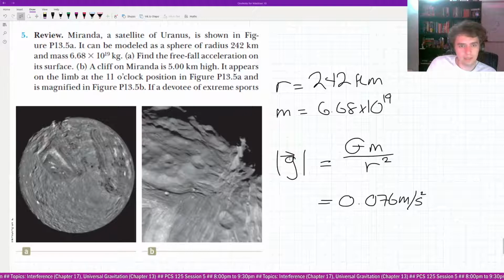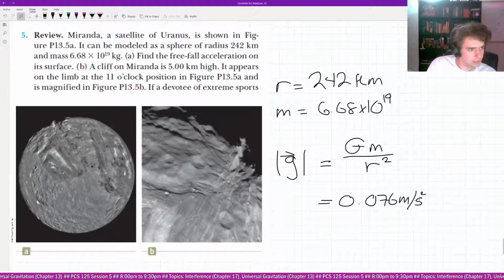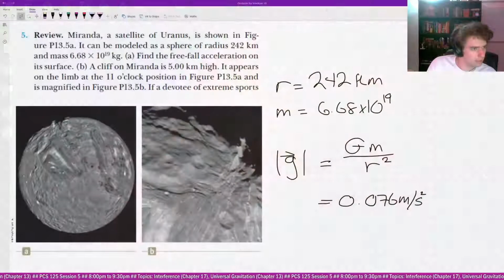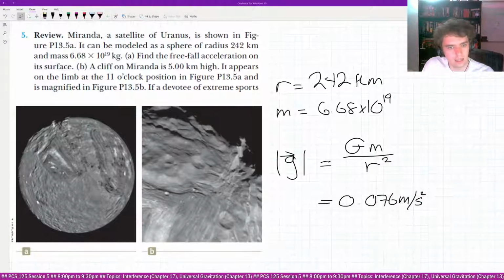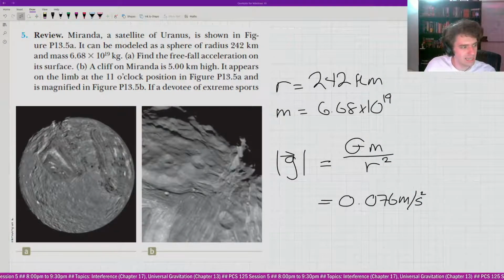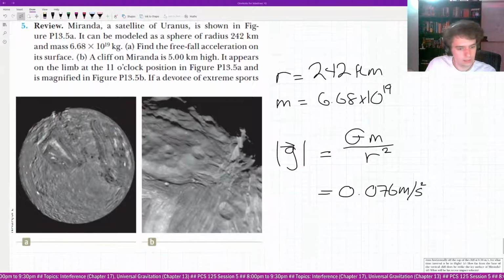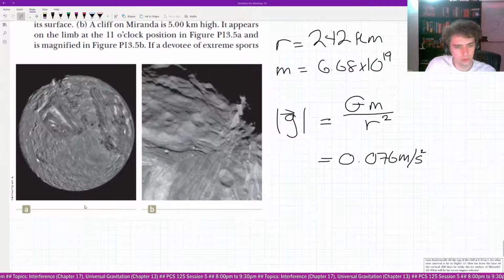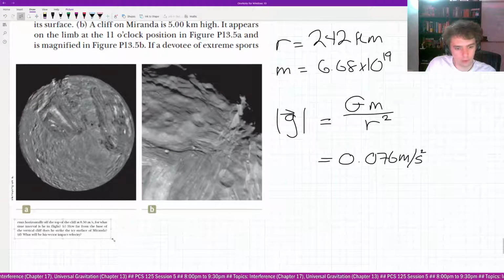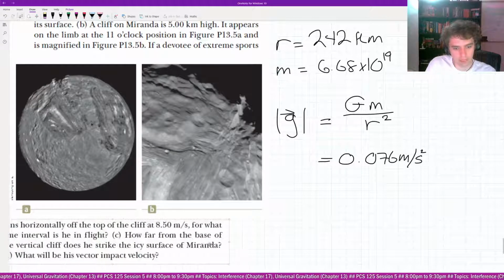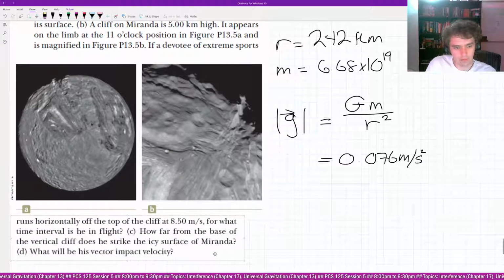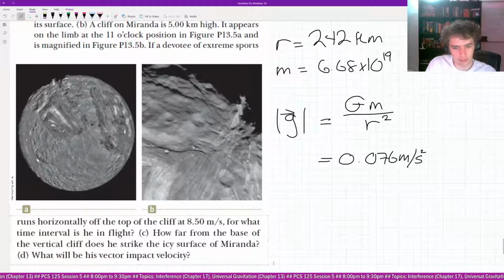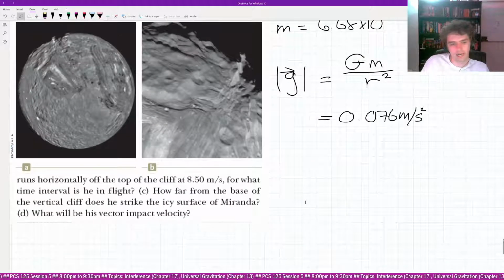Okay, a cliff on Miranda is 5 kilometers high. Oh, okay, hold on, I gotta find the rest of the question. So we have a cliff that's 5 kilometers high. If a devotee of extreme sports were to run off horizontally off the top of the cliff at 8.5 meters per second, for what time interval is he in flight? Well, this is just a kinematics question because it's constant acceleration, so we can try it, I guess.